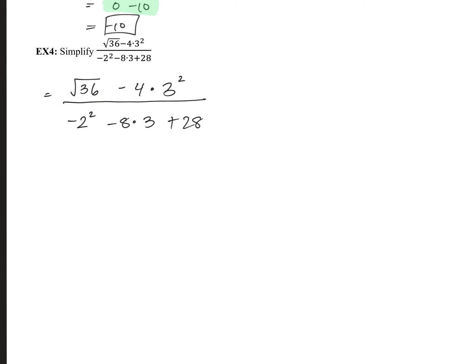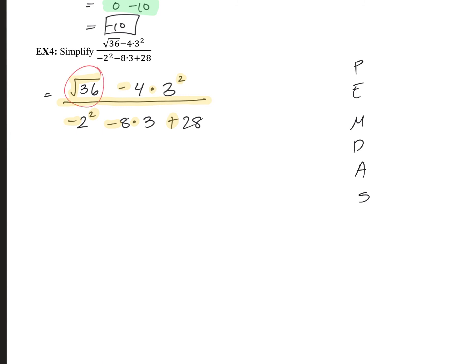Okay, let's go ahead and highlight all of the operations. So we have a root, a minus, a multiplication, a square, a division, a negative, a square, negative, multiplication, and addition. Got a lot of operations going on. But don't worry, just take a deep breath, write down your PEMDAS, and then let's take a look at it. Okay, parentheses. Do we have any parentheses? We don't really have parentheses, but we do have a radical, so let's go ahead and deal with that radical.